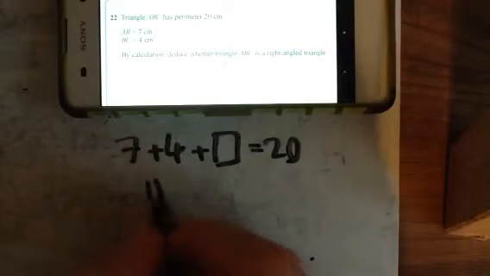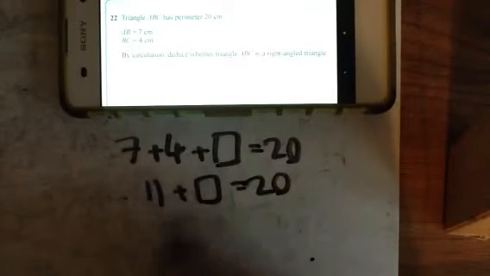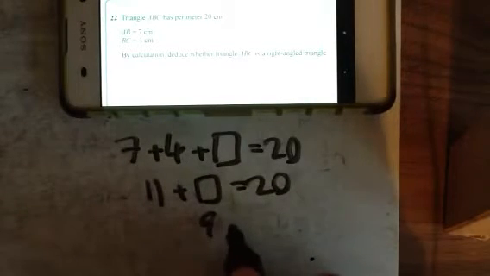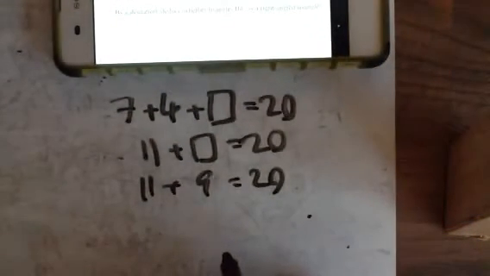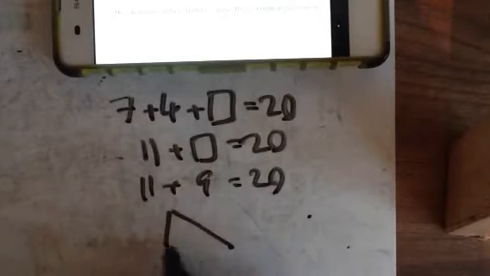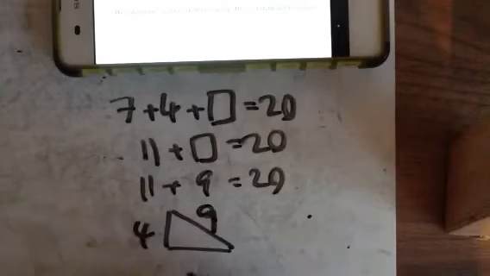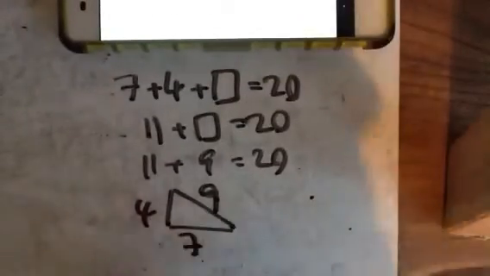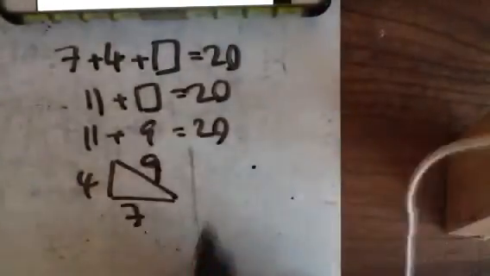4 plus 7 is 11, plus a number equals 20. So this number's got to be 9. Okay, because now I know 11 plus 9 equals 20. So if I draw my right angled triangle, I know 9 is my longest side, and 4 and 7. It doesn't matter if I flip these two around. So if it is right angled, I know Pythagoras would suit.